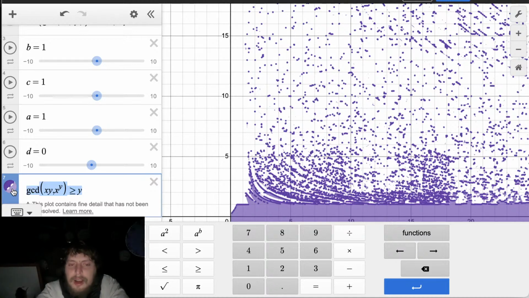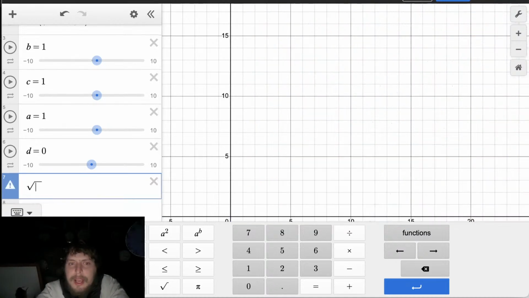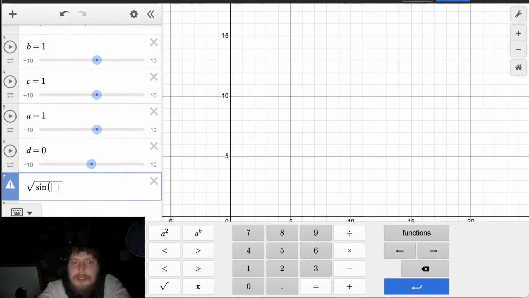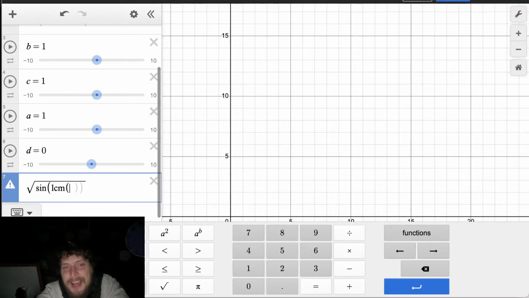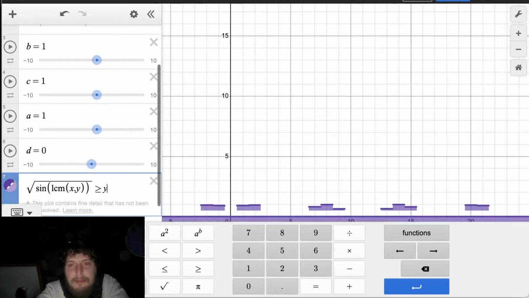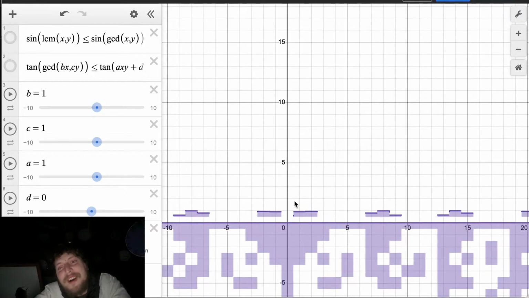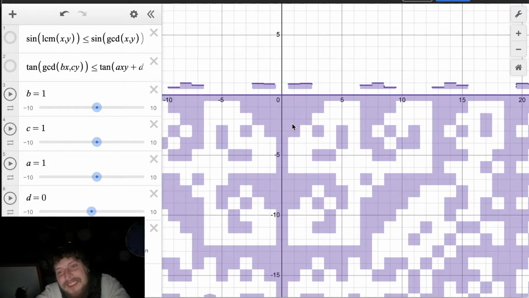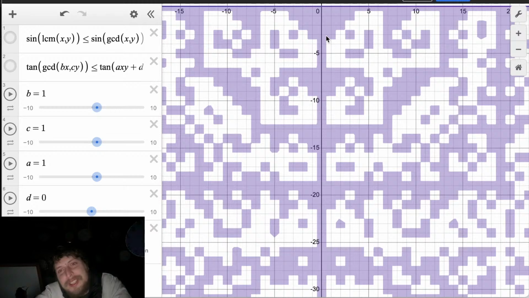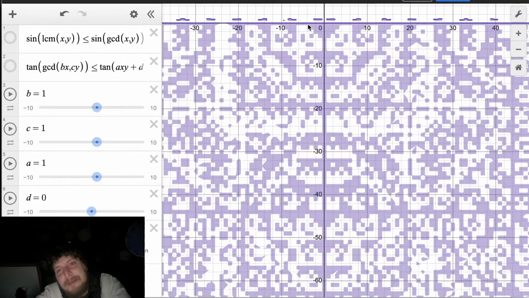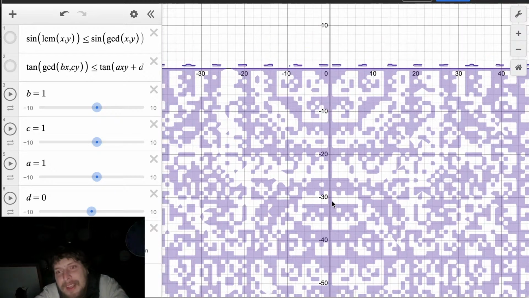Let's try a little combo of a square root and a trig function. Square root of sine of the least common multiple of x and y. And first we're going to do a simpler one, which is greater than or equal to y. And, oh, I was going to say boring, because above it's boring. But look down here. Not boring, this whole tunnel system. A type of mole dug this very rare tunnel system.